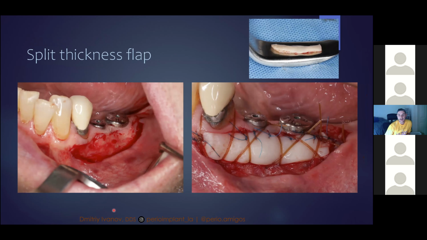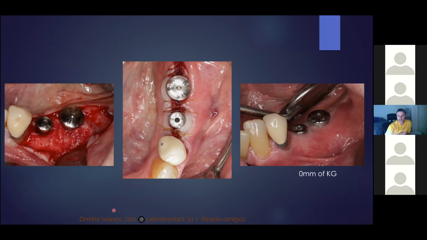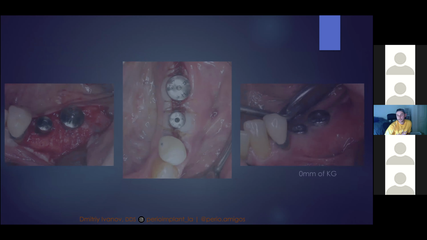So you want to have the implants at the right depth from the beginning to make sure that you're considering the depth of tissue thickness over the platform of the implant. So this is a good example. We exposed the implants. We waited for the healing.